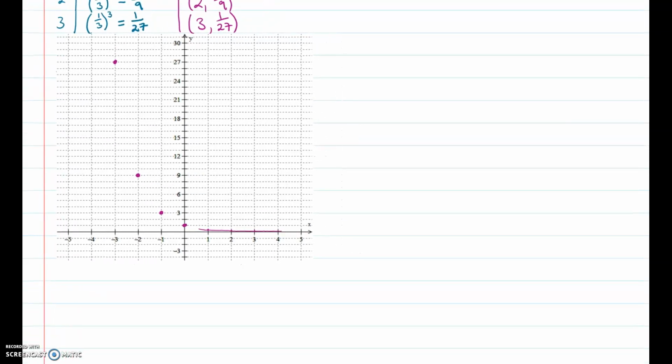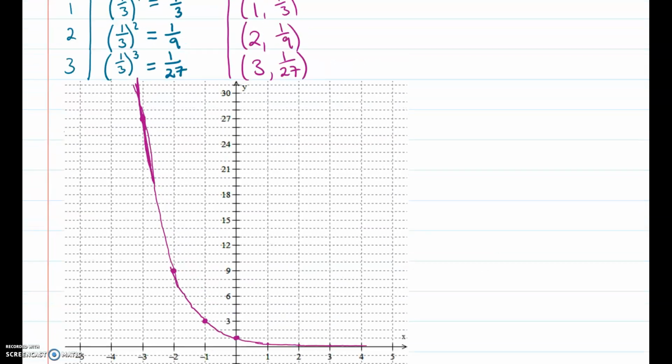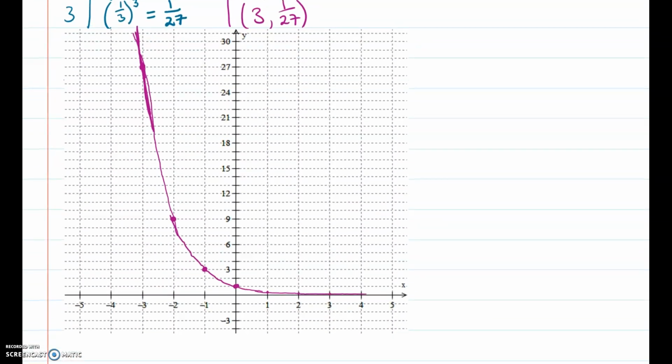And then you just hope that you're able to graph it somewhat realistically. And that's it. I've got a bit of a tail off at the end. It should be actually getting steeper at the end. So it's better if it looks somewhere like that. Okay. So there's the graph of y equals 1/3 to the power of x.